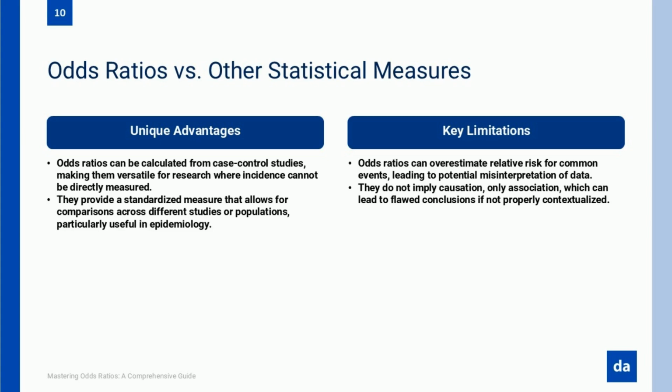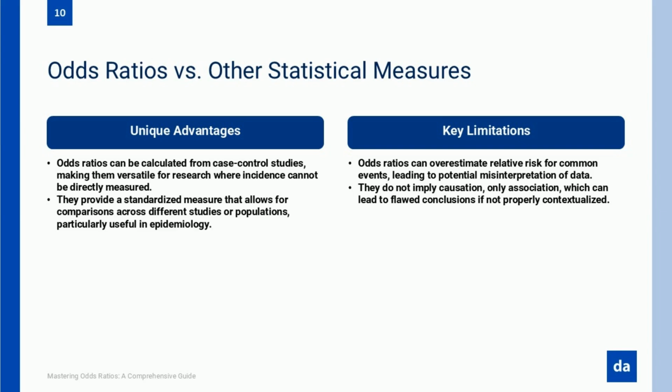Moreover, these measures aren't mutually exclusive. In many cases, using multiple measures can provide a more comprehensive understanding of the data. For example, combining odds ratios with risk differences can offer insights into both the relative and absolute effects of an intervention. The key takeaway is that context is king when selecting statistical measures.